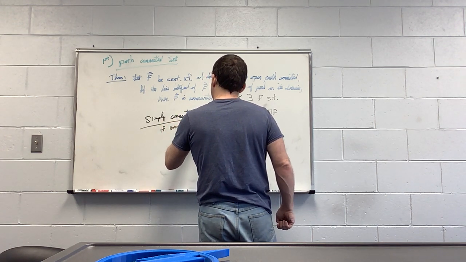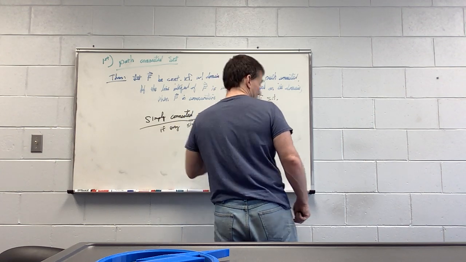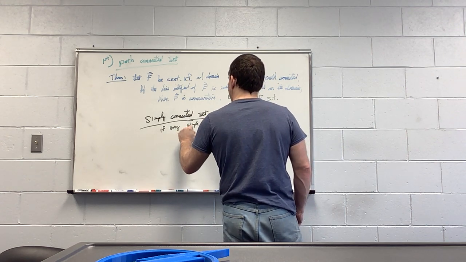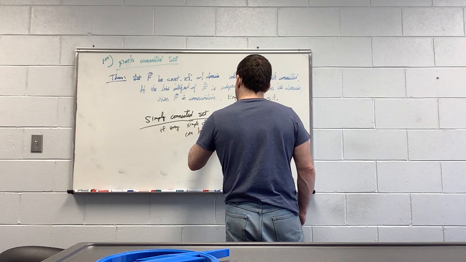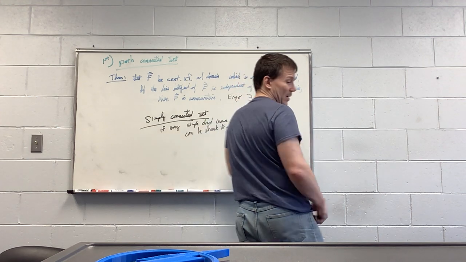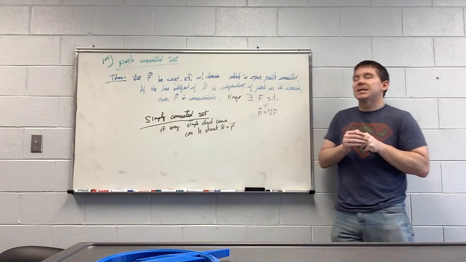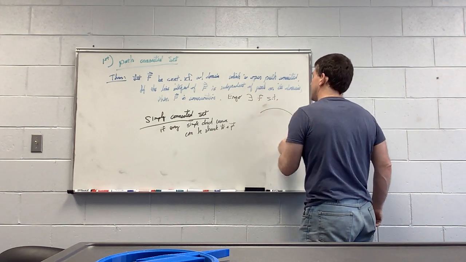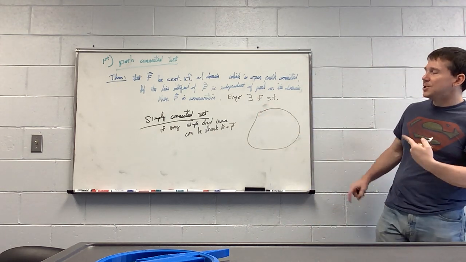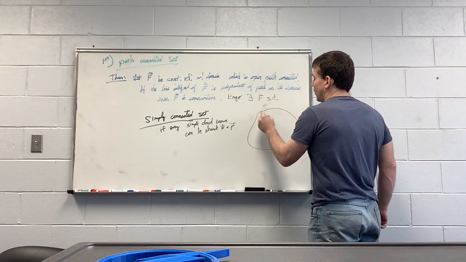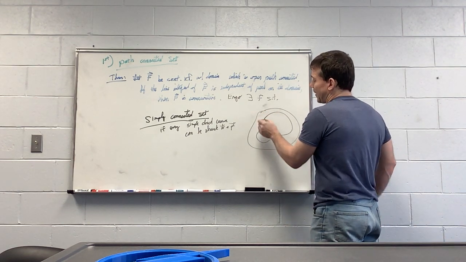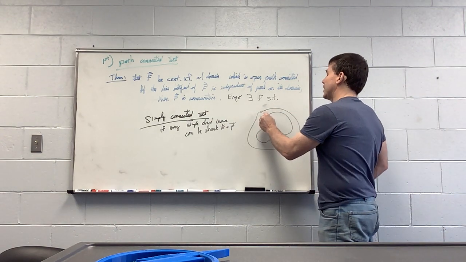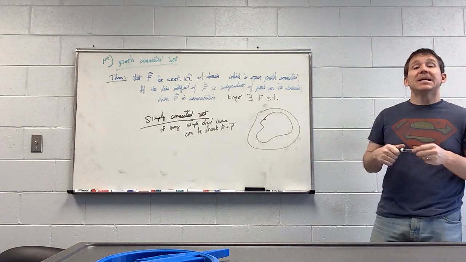If every simple, closed curve can be shrunk to a point, then the set is simply connected. What that means is, if my domain, my region, my set looks like this, if I pick a point right here, no matter what closed curve I pick, I can condense that down, I can shrink it down, and ultimately it'll just become a point right there. That is simply connected.